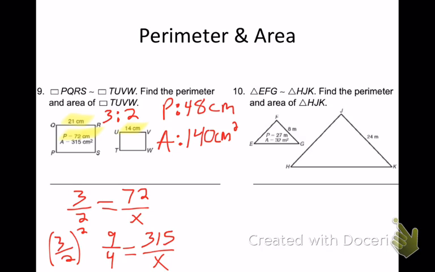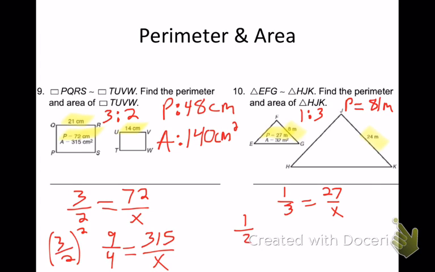All right. Let's try number 10. I want to find the ratio of the sides. So what's the ratio from the left triangle to the right triangle? 1 to 3. So I'm going to do the perimeter first. So I'm going to say 1 over 3 equals 27 over x. When I do that, what's my perimeter come out to be? 81 meters. Nice job.